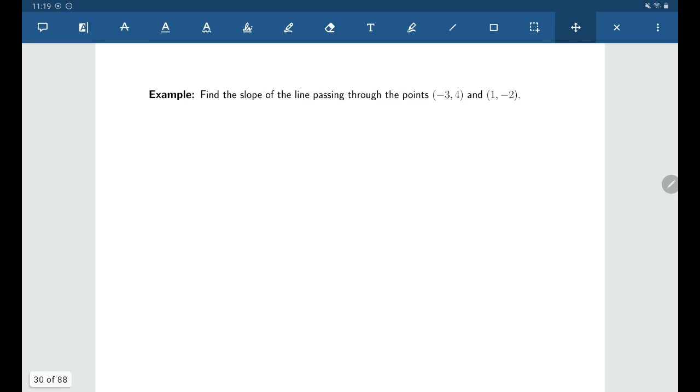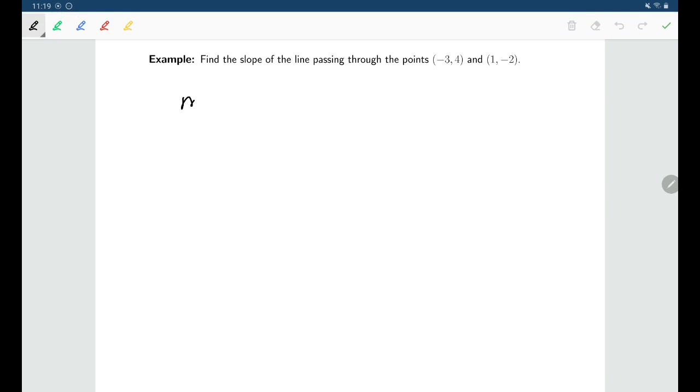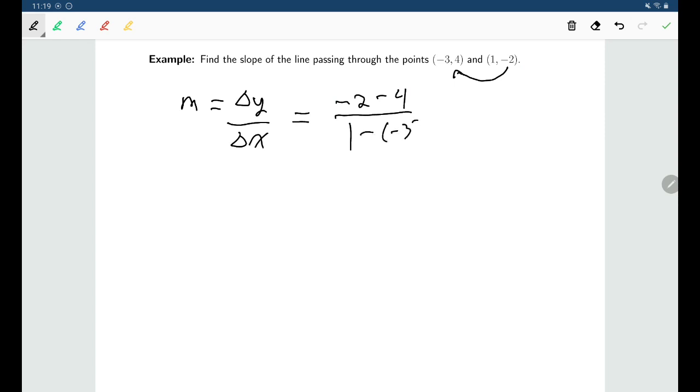So we want to find the slope of the line passing through these 2 points, and easy enough for us to calculate. Our slope is the change in the y values over the change in the x values, delta y divided by delta x. And we're going to go from our second point to our first when we do our subtractions. The y value from the second point minus the y value from the first point over the x value from the second point minus the x value from the first point. And then we just need to simplify that.